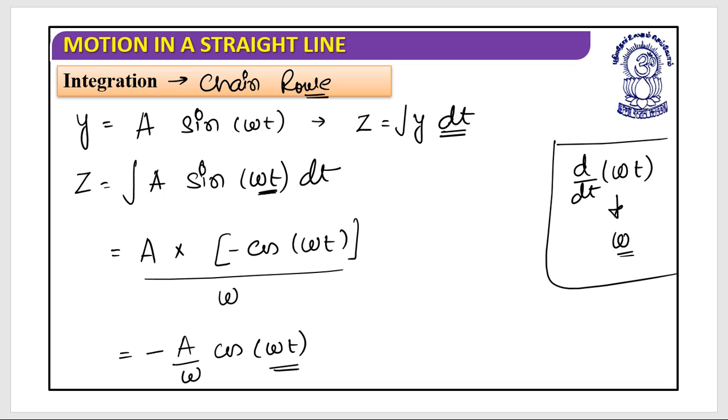If you are through with the chain rule of differentiation, you must be through with this. What we are going to do is first assume a certain term, such that I can integrate it.